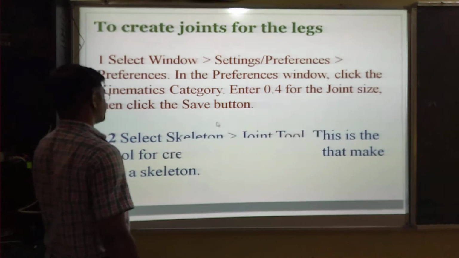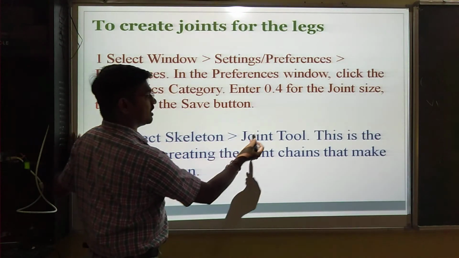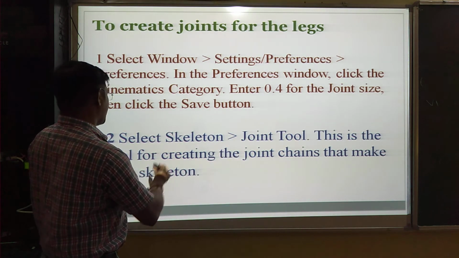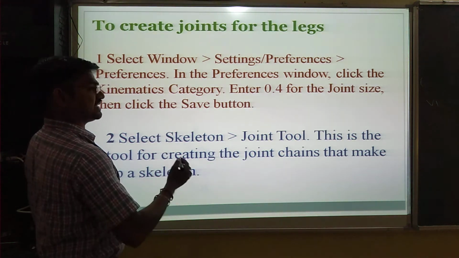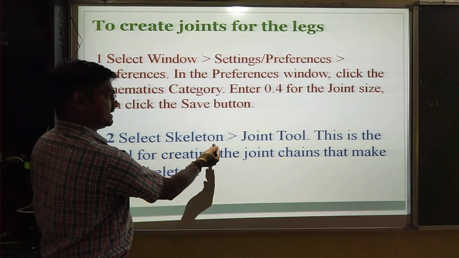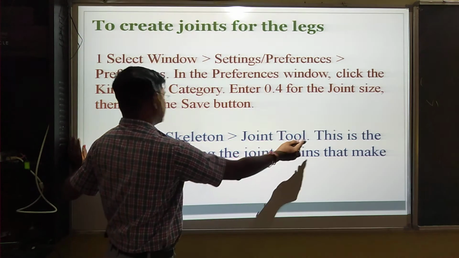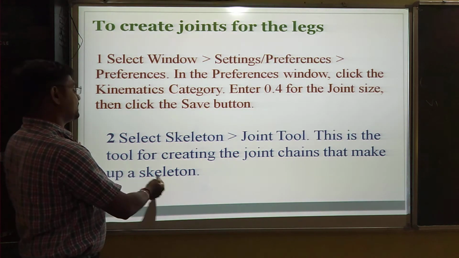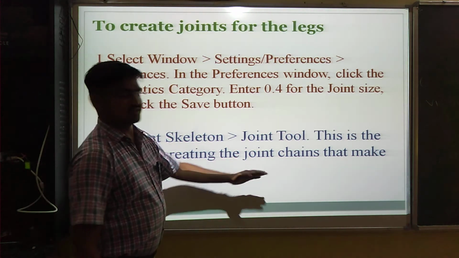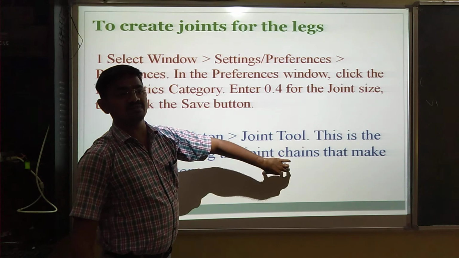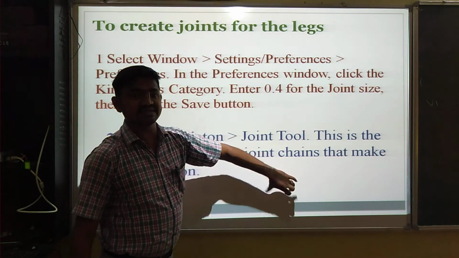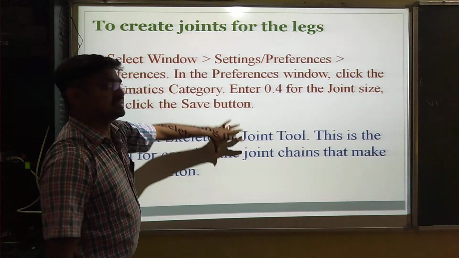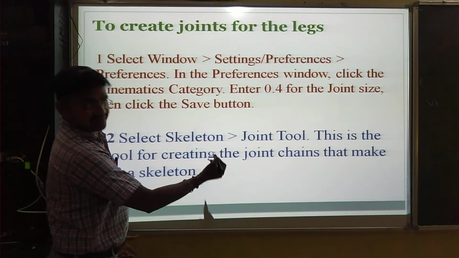The next step: select the Skeleton, Joint Tool. This is the tool for creating the joint chains that make up a skeleton. Joint chains come from IK, that is, inverse kinematics. First of all you click forward kinematics, and second you click inverse kinematics.